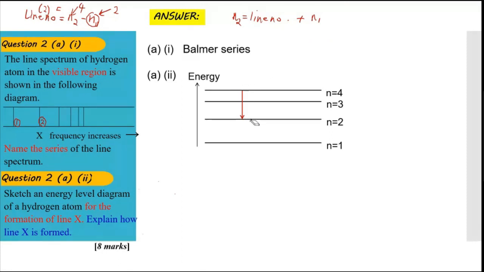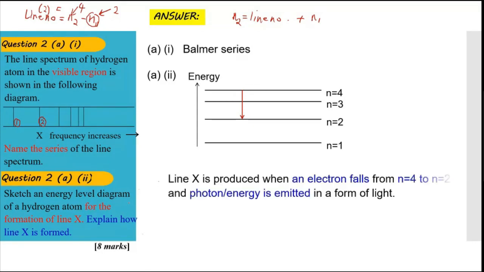So this arrow is the transition arrow, showing the electron falling from energy level number 4 to energy level number 2. That's answering this question: energy level diagram for the formation of line X. That means you are showing the transition arrow, from where to where the electron falls. And then explain: line X is produced when an electron falls from n equal to 4 to n equal to 2, and a photon of energy is emitted in the form of light.